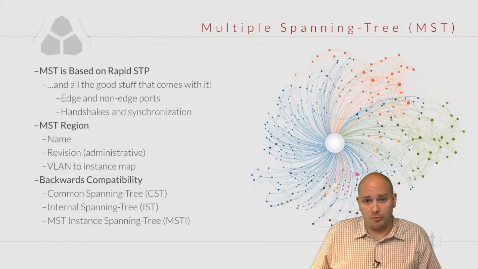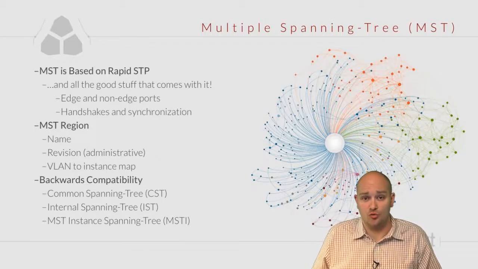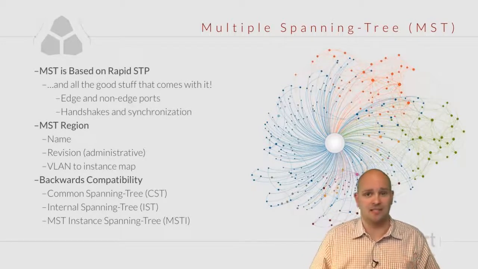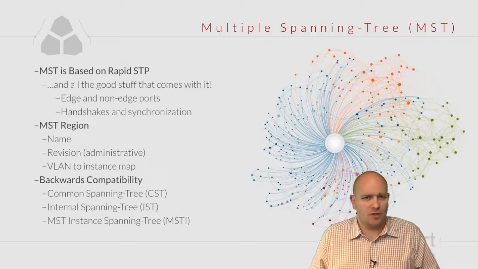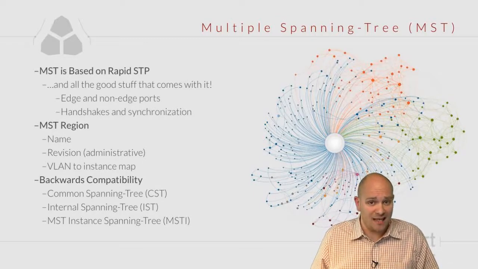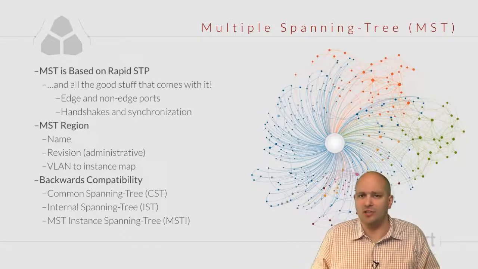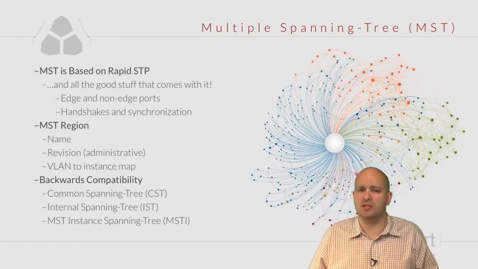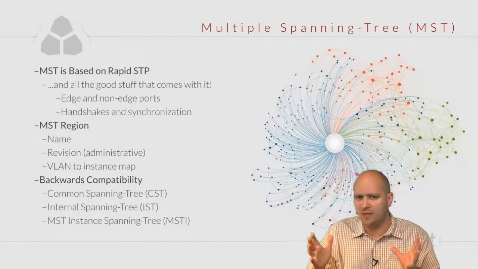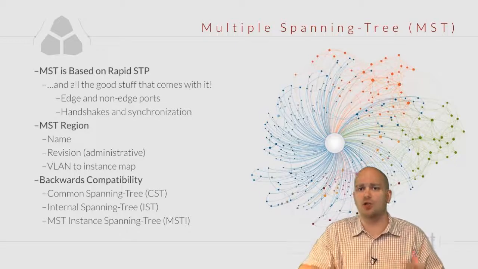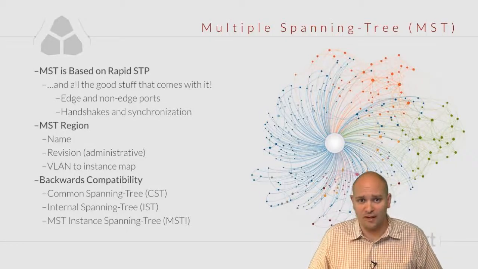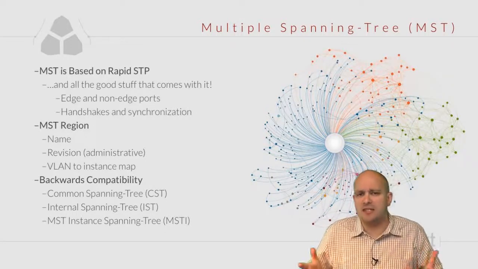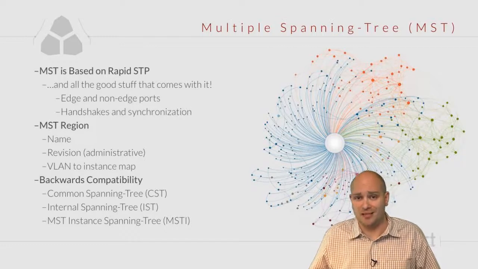Now, MST operates in something that we call the MST region. That's a group of switches that share the same MST configuration. The MST configuration consists of the MST region name, which is basically a string up to, I believe, 32 characters long. Then there is a revision number, which is just an administrative number that you set. So unlike VTP, where it's increased with any addition or removal of the VLANs or any configuration, with the MST revision number, this is an administrative number. It's a number that you simply set yourself.